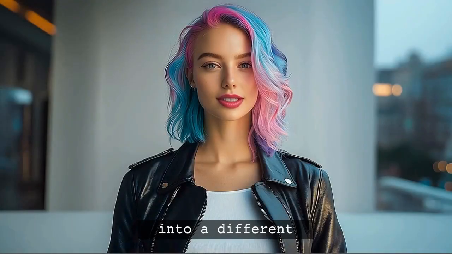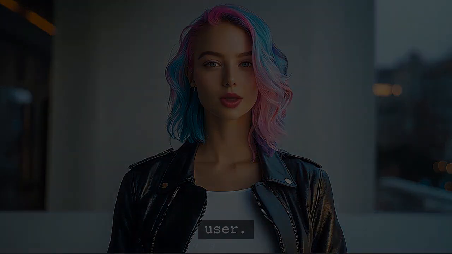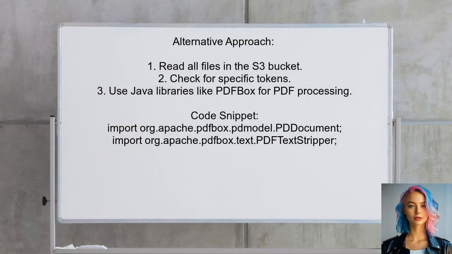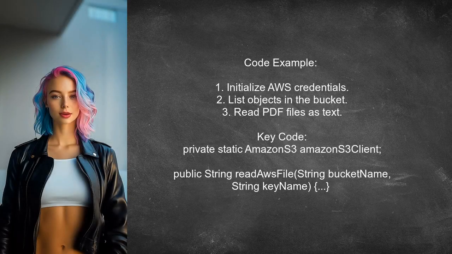Now let's dive into a different answer from another user. An alternative approach suggested by a user involves reading all files in the S3 bucket while checking for specific tokens. They recommend using Java libraries, such as PDFbox, to handle PDF files effectively. The user provides a code example that initializes AWS credentials, lists objects in the bucket, and reads PDF files as text. This method ensures that only complete lines are processed.